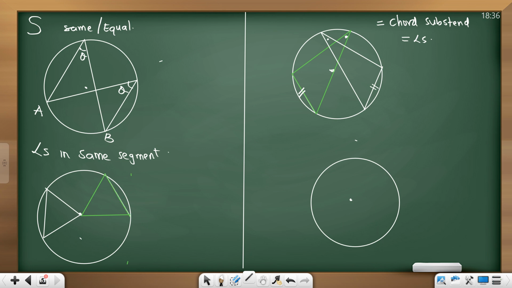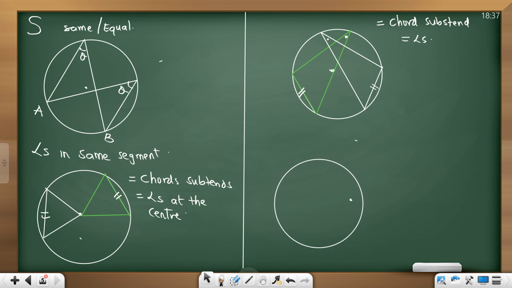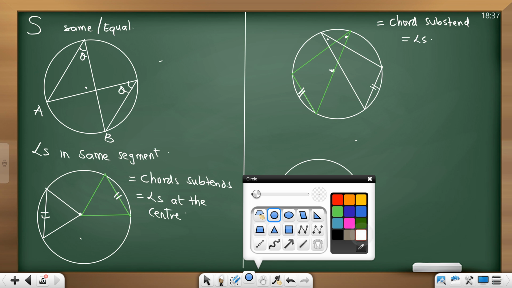What do you notice here? The chords are equal, right? They subtend equal angles, but where are those angles? They are at the center. Can you see I'm using the word equal? The first one I used the word same, but the rest, it's equal, equal, equal. And I'll draw the last one. Do you guys remember the last one? What is the last one?